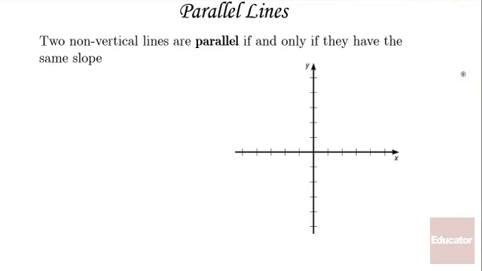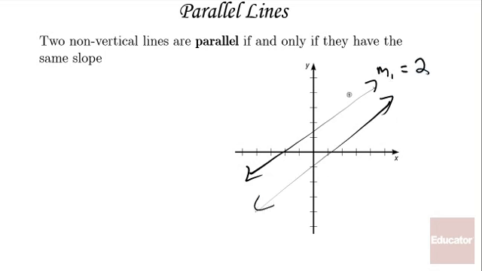Parallel lines first. Two non-vertical lines are parallel if and only if they have the same slope. So let's say I have two lines on my graph. If this first line has a slope of 2, it is parallel to the second line if and only if the second line has the same slope. So they have the same steepness. If that's the case, these two lines will go on forever, never intersecting.